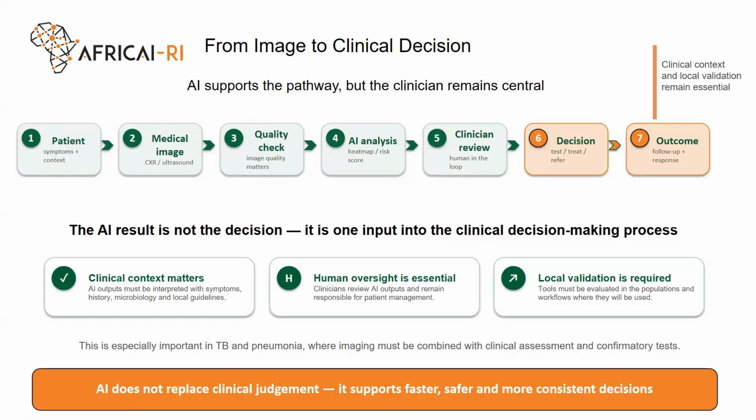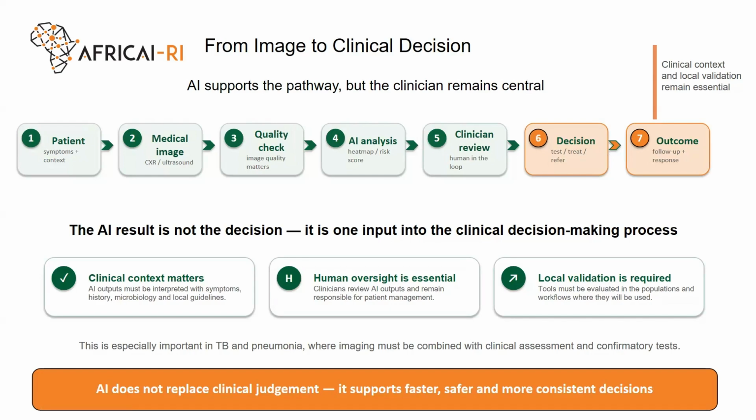The AI output might be a heat map, a score, or maybe an alert. But these must be assessed together with symptoms, the history of the patient, the tests, and also local guidelines, which are really important here. The final decision to test, to treat, to refer or follow up the patient remains with the clinician. This is what we call human in the loop in clinical practice.